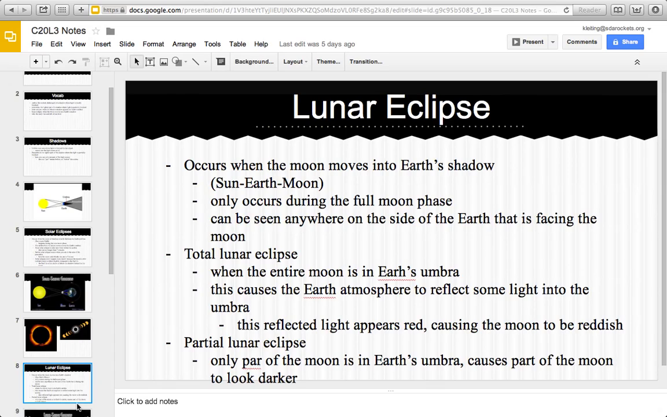A total lunar eclipse is when the entire moon is in the Earth's umbra. This causes the Earth's atmosphere to reflect some light onto the moon. This reflected light appears red, causing the moon to be reddish. In a partial lunar eclipse, only part of the moon is in the Earth's umbra, which causes part of the moon to look darker, not the entire moon.